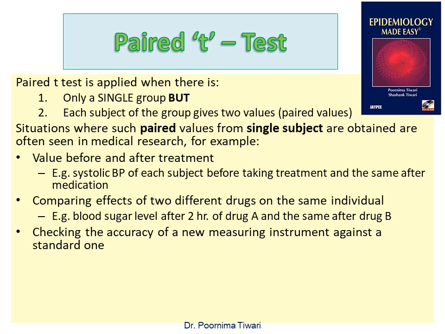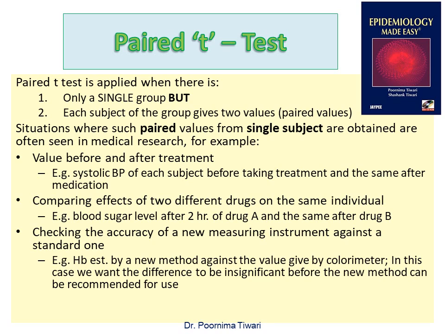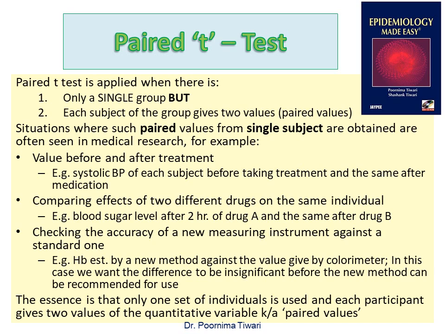Or checking the accuracy of a new measuring instrument against a standard one. For example, hemoglobin estimation by a new method against the same values given by the colorimeter, which is the standard method. In this case, we would wish the difference to be insignificant, because then the new method can be comparable to the standard one and can be used instead of that. The essence is that only one set of individuals is used and each participant gives two values of the quantitative variable, known as paired values.